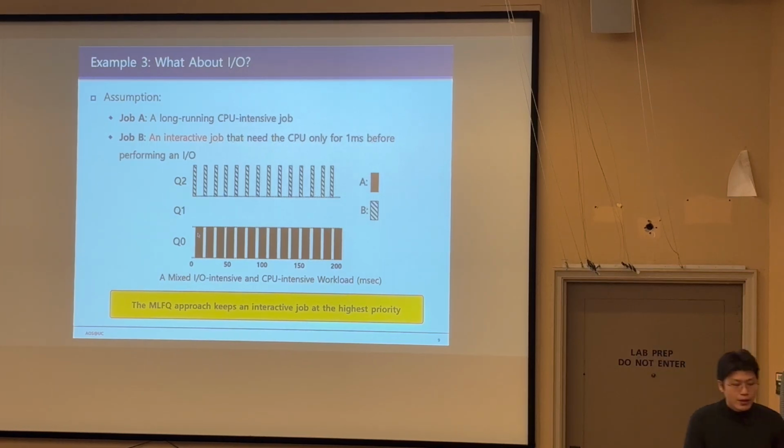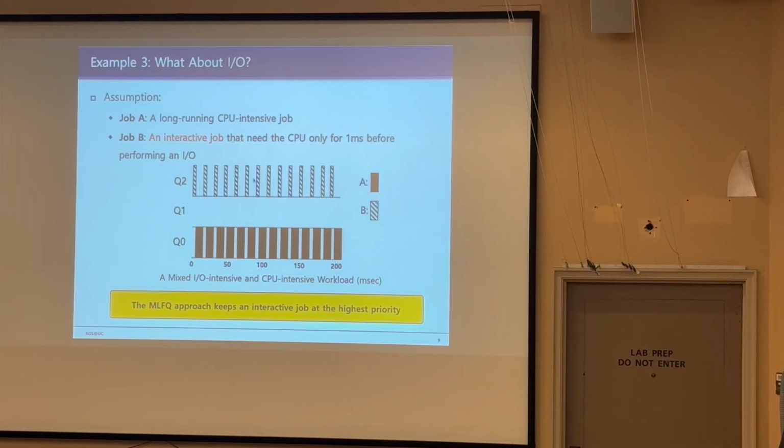Okay, so this is how the multi-level feedback queue keeps an interactive job at the highest priority. An interactive job usually uses the CPU very briefly and then spends more time performing I/O.